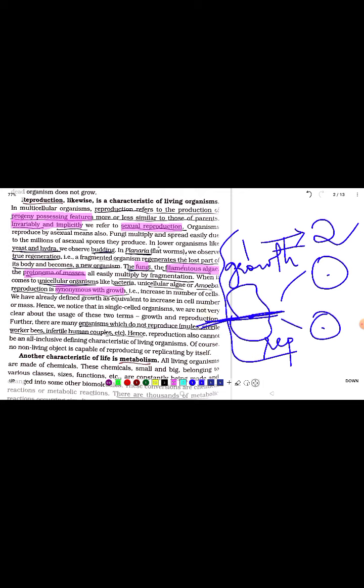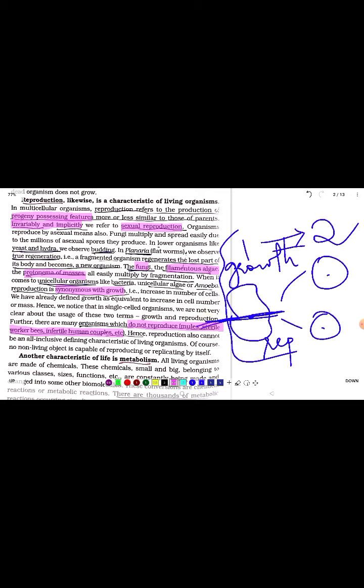Further, there are many organisms which do not reproduce, that is mules, sterile worker honeybees, infertile human couples, etc. A mule is a cross between a horse and a donkey, and it can't reproduce. Worker honeybees are females that can't undergo reproduction. And infertile human couples are people who cannot reproduce. This is the characteristic of reproduction.